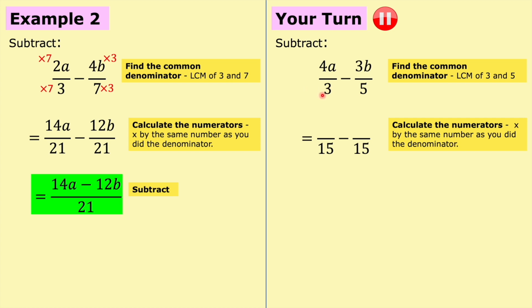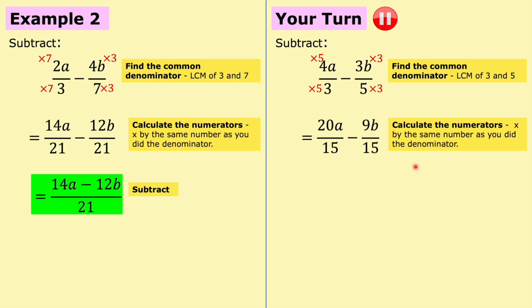So how have we changed that 3 to become 15? Well, we've timesed it by 5, so whatever we do to the bottom, we have to do it to the top. So 4a times 5, you should have 20a. And then we've changed the 5 on our second fraction to become 15 by timesing by 3. Again, whatever you do to the bottom, you have to do to the top. So 3b times 3 will give us 9b.